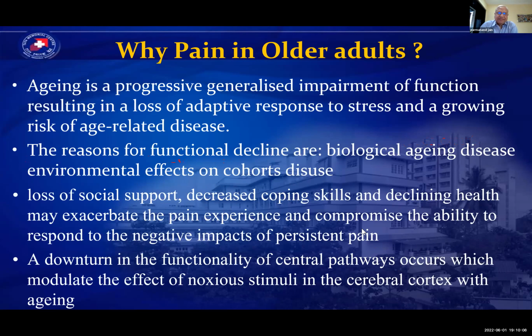So why pain in older adults? Aging is a progressive generalized impairment of function, resulting in a loss of adaptive responses to stress and a growing risk of age-related diseases. Reasons for functional decline are, of course, biological aging, disease, environmental changes on the cohorts, disuse, loss of social support, and decreased coping skills. Declining health may exacerbate the pain experience, compromising the ability to respond to the negative aspects of persistent pain. A downturn in functionality of the central pathways also occurs, which modulates the effects of noxious stimuli in the cerebral cortex with aging. So it is not only other functions, even the brain becomes slow.